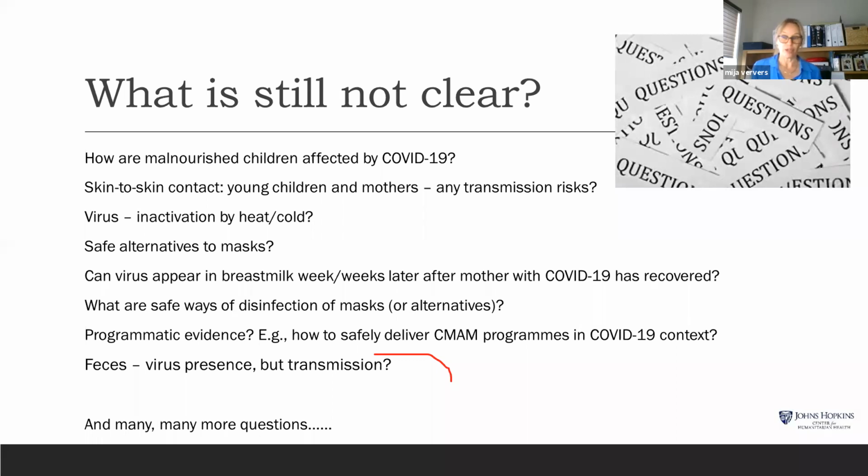And we don't know yet the programmatic evidence. What is the best way to deliver the CMAM programs safely now in a COVID context? For feces, we know that the virus can be present, but until now I've read mostly that there are particles of the virus in feces. It doesn't necessarily mean that you can get the disease from stools from a child. And there are many, many more questions. Next, my last slide.